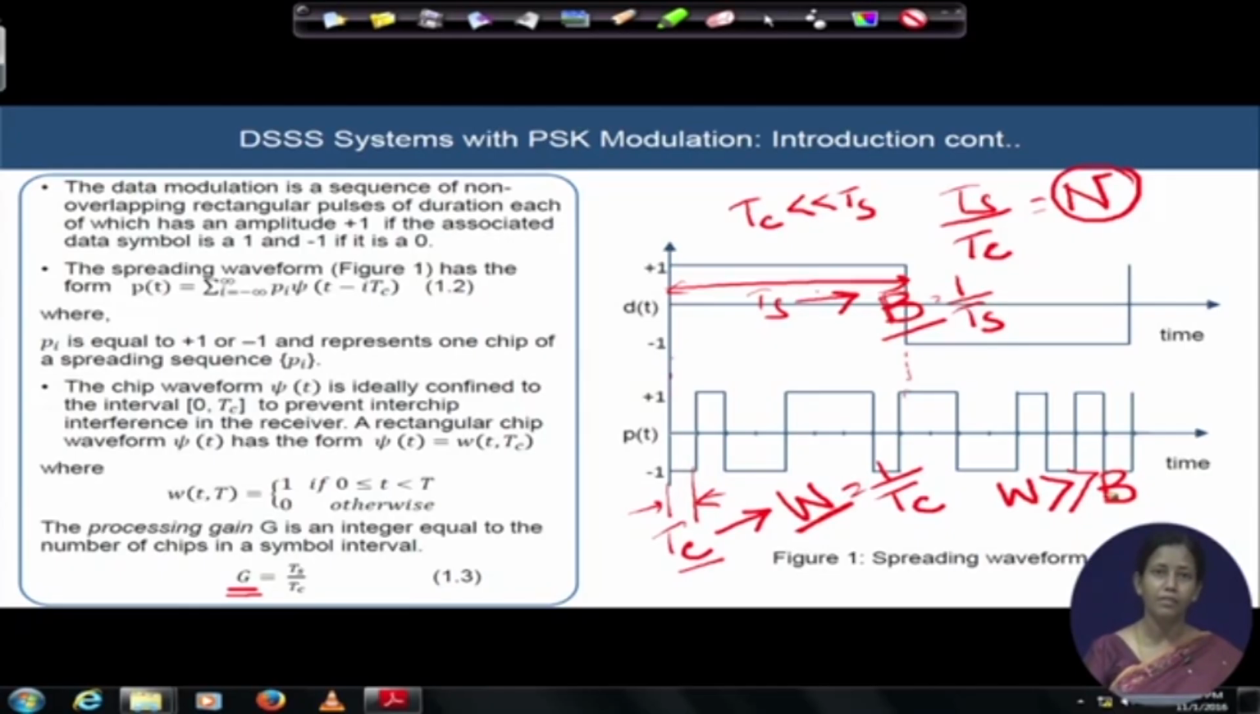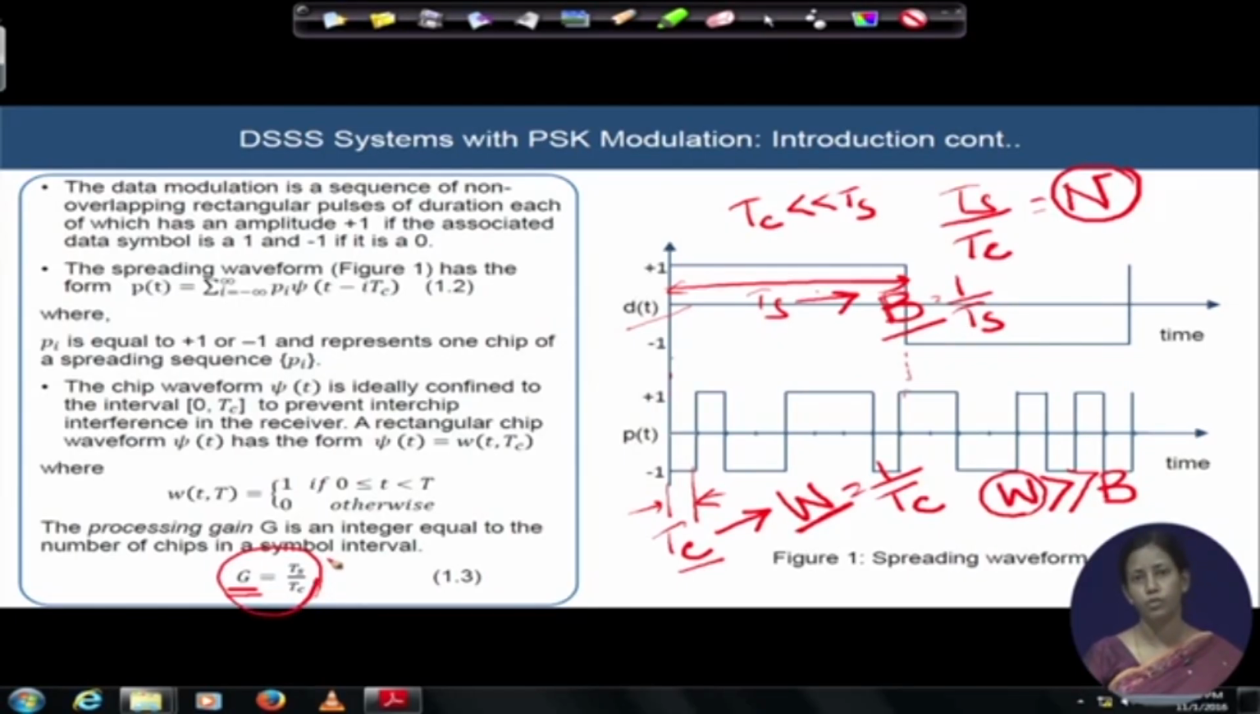So, earlier without spreading you required a bandwidth of B to transmit the data signal d(t), now you require a bandwidth of capital W to transmit the spread signal d(t) times p(t). That is why we call it spread spectrum communications. We intentionally spread the bandwidth of the data modulation beyond the minimum required bandwidth, and there is a processing gain involved in the whole process.